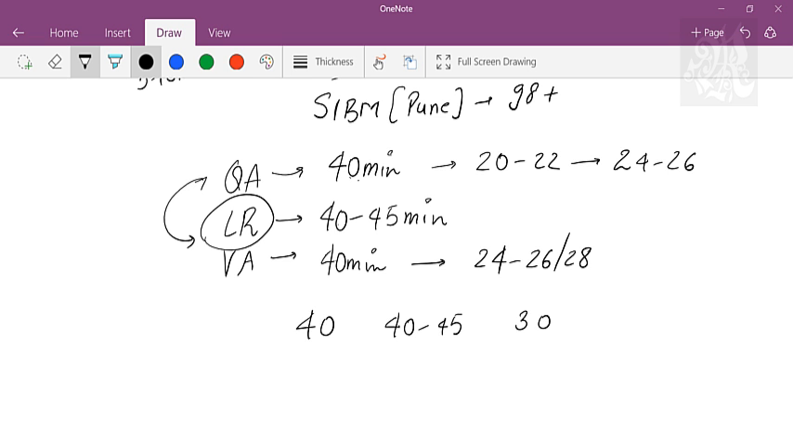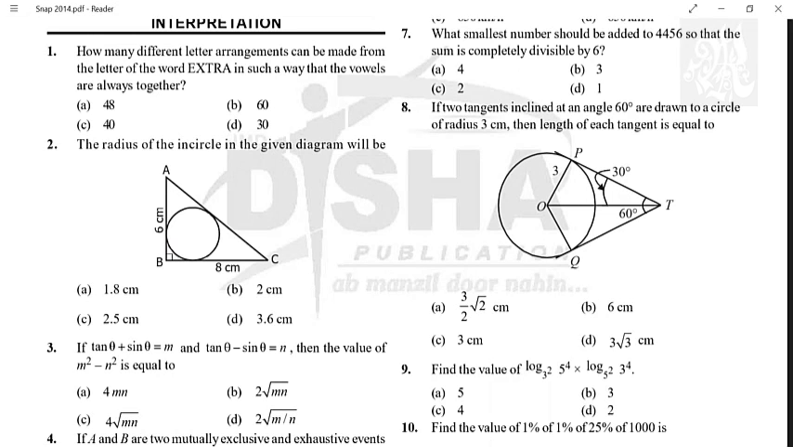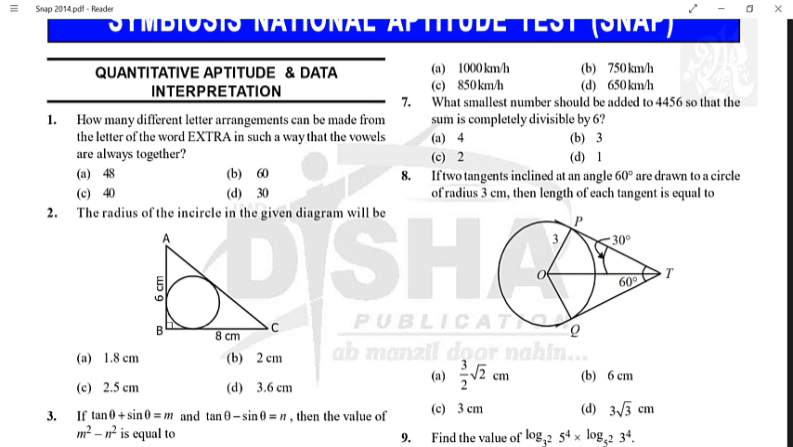Now let's dig into previous year's Snap paper so that you understand what kind of level of difficulty the questions are all about. So if we dig into the previous year question paper, this is one of the papers available on the internet. Now it starts with first Quant and DI.